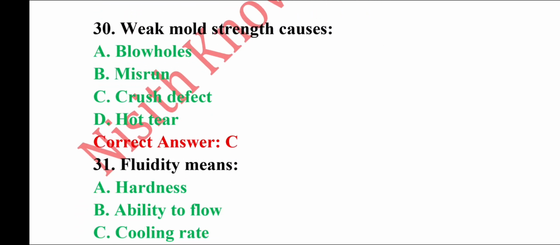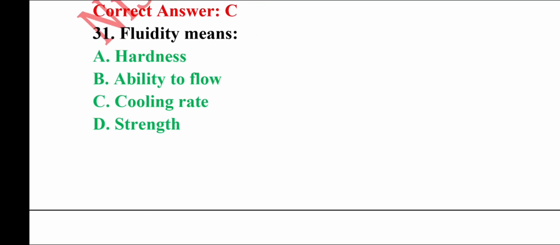Question number 30: weak mold strength causes. The options are blowholes, misrun, cross defect, or hot tear. The correct answer is C, that is your cross defect.